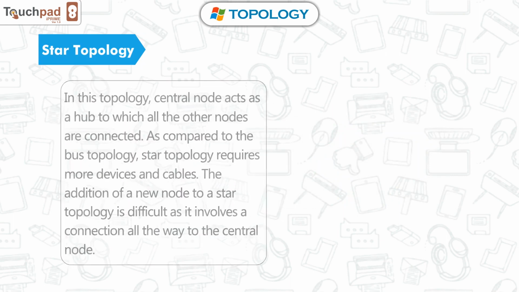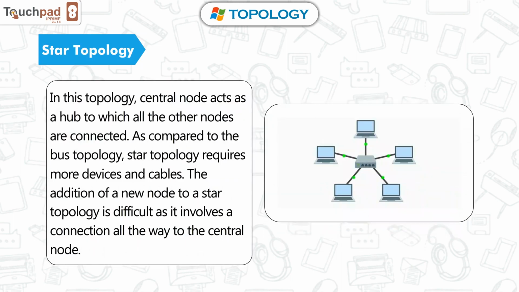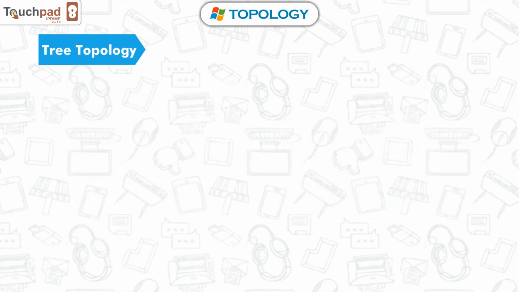Star topology. In this topology, a central node acts as a hub to which all the other nodes are connected. As compared to the bus topology, star topology requires more devices and cables. The addition of a new node to a star topology is difficult as it involves a connection all the way to the central node.